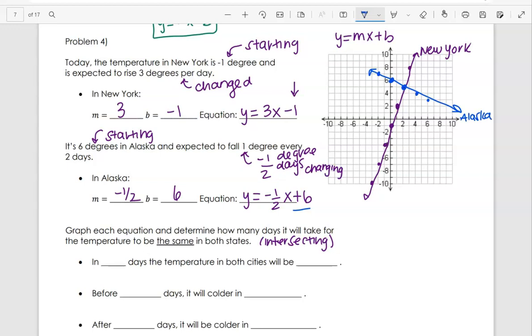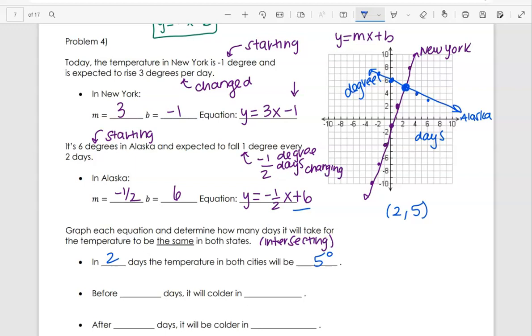So in how many days will the temperature in both cities be the same? This is my intersection. That gives me 2 comma 5. On the x-axis, we have days. On the y-axis, we have degrees. So in 2 days, the temperature in both cities will be 5 degrees.